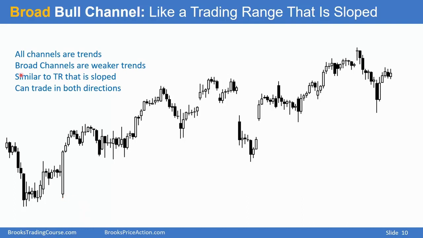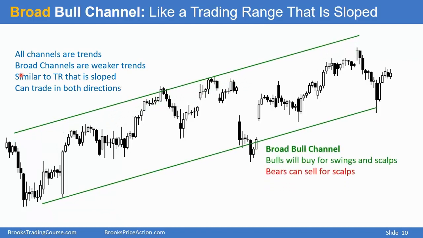So it's always good to be buying. But when the reversals are as deep as they are here, as they are in broad bull channels, bears will sell, knowing that the market will fall far enough for a profit. A broad bull channel is similar to a trading range that's simply sloped upward. Bulls can buy for swings and for scalps. Bears, it's usually better only to sell for scalps until you're confident that the market is in a bear trend.